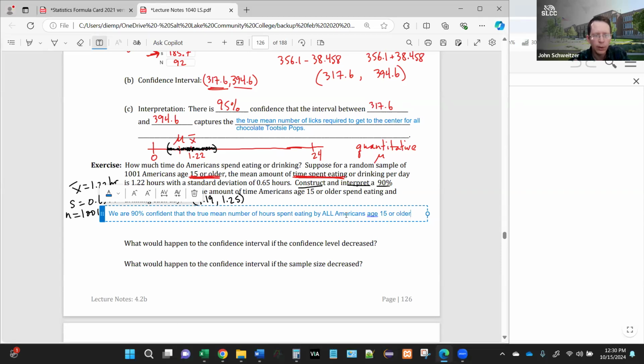Okay, so we tell people what the confidence level is, then we explain what the parameter is. So in this case, it's the true mean number of hours spent eating by all Americans who are approaching or adult age already, is captured or contained by the interval from 1.19 hours to 1.25 hours, something like that.